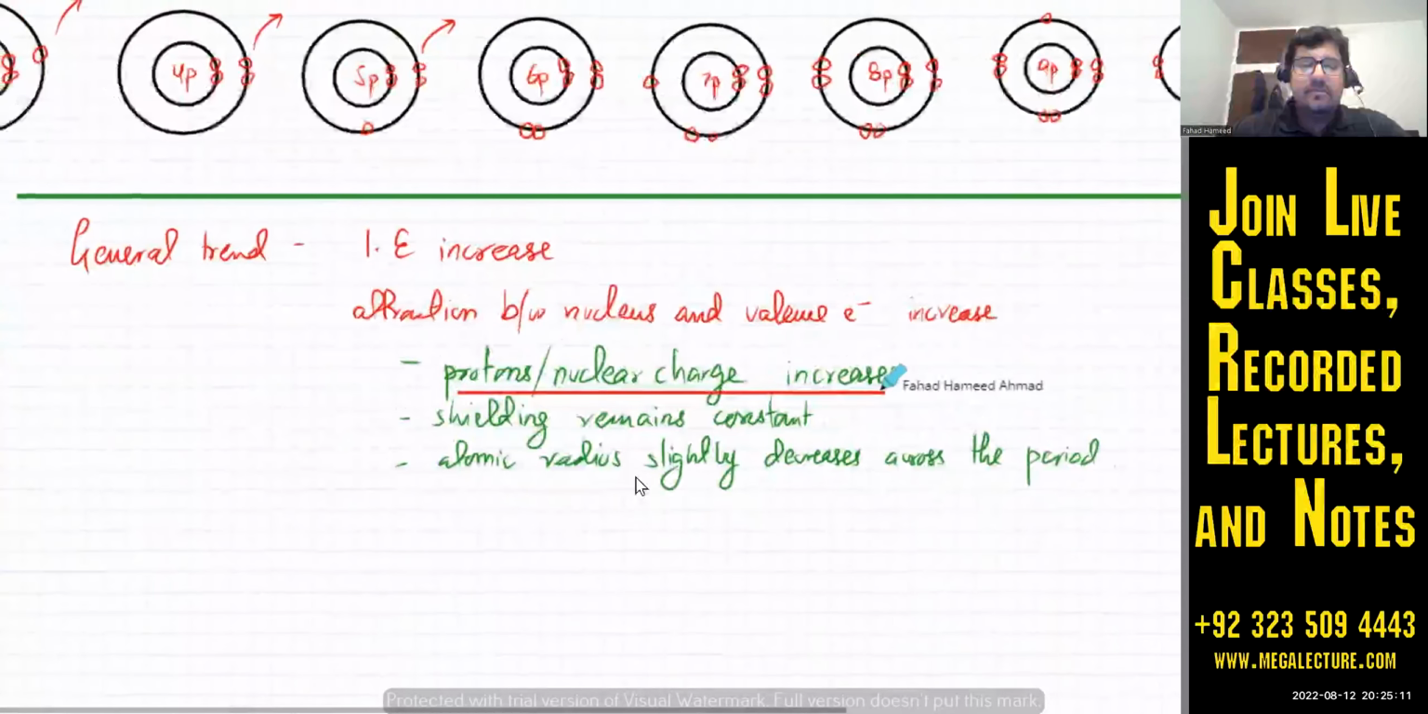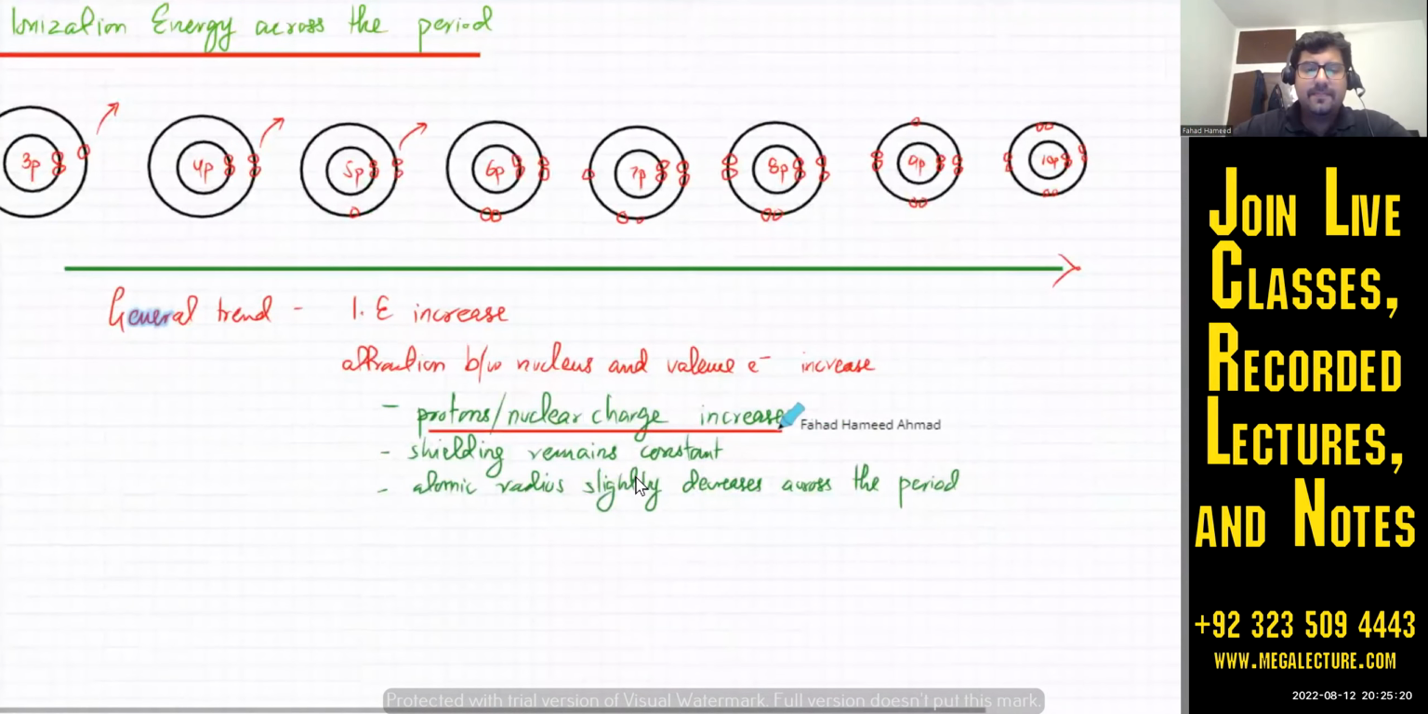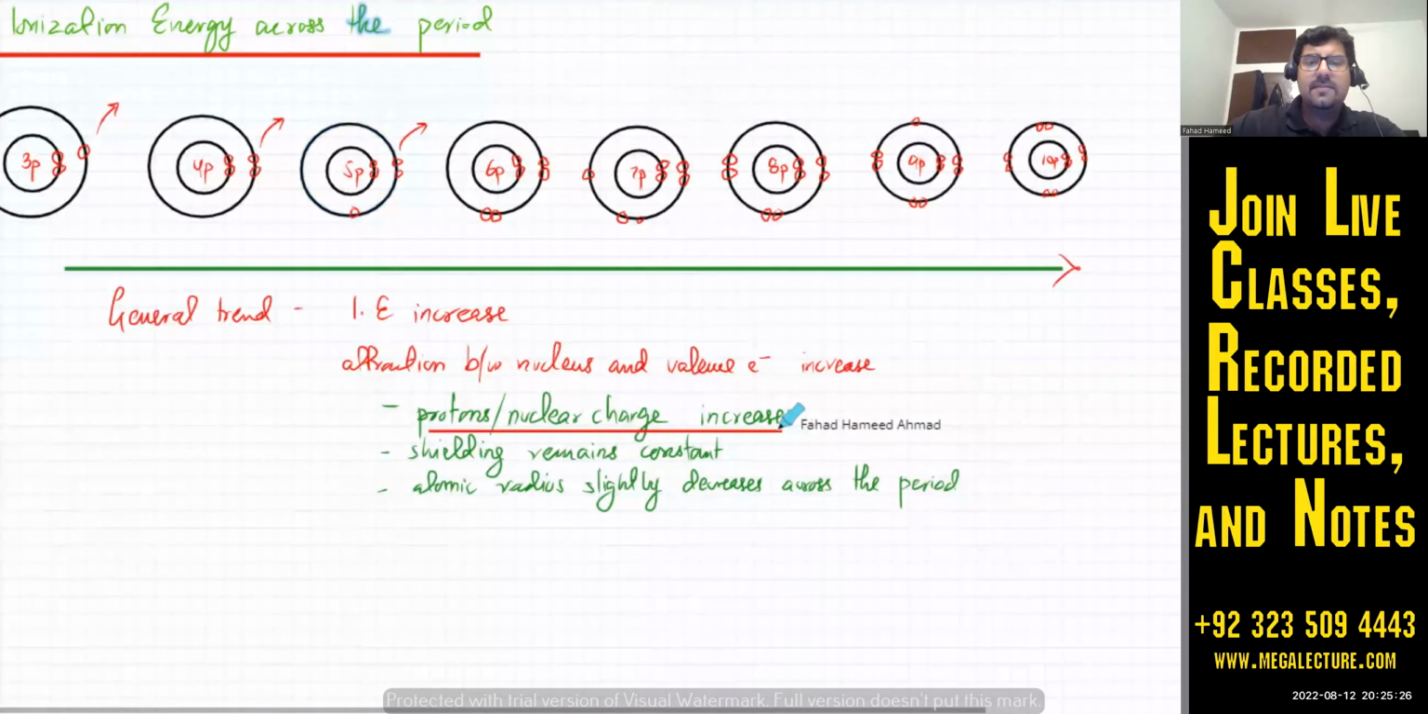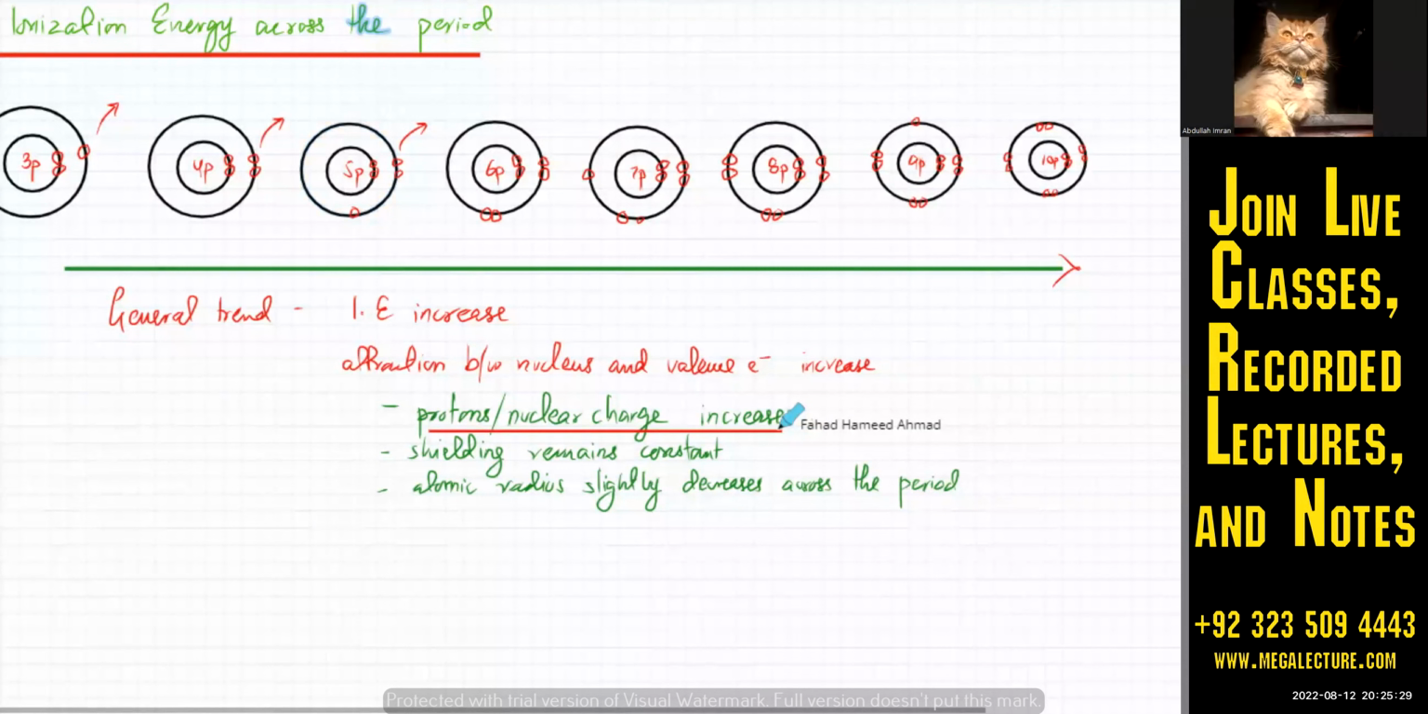Shielding is not a factor, but the atomic radius gradually decreases across the period. Is this clear across the period? Yes, sir. Clear? Is this clear?